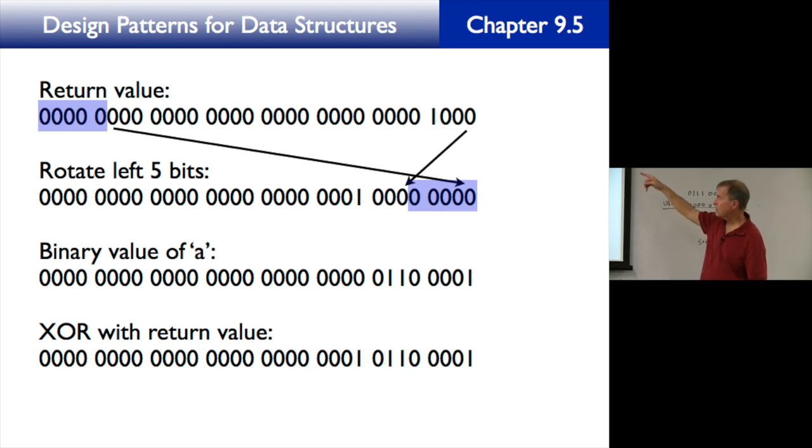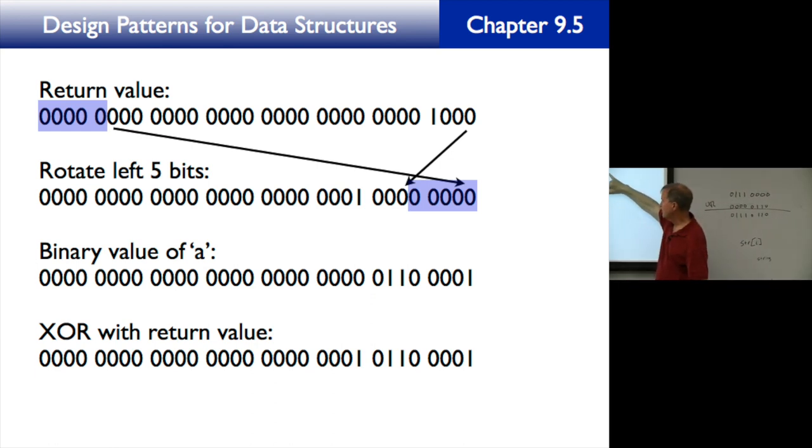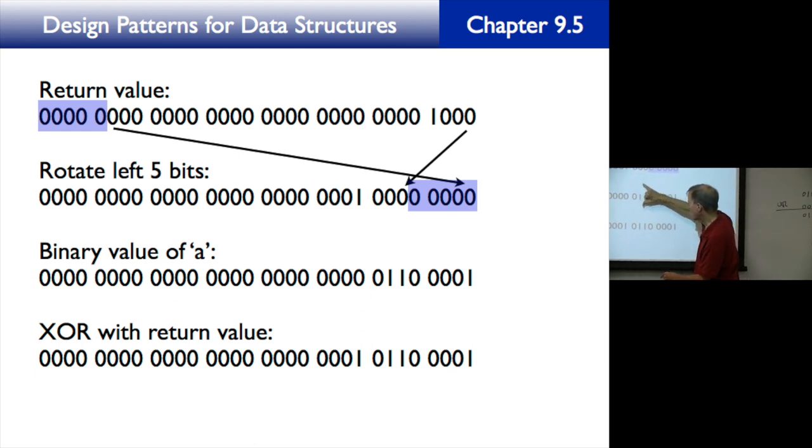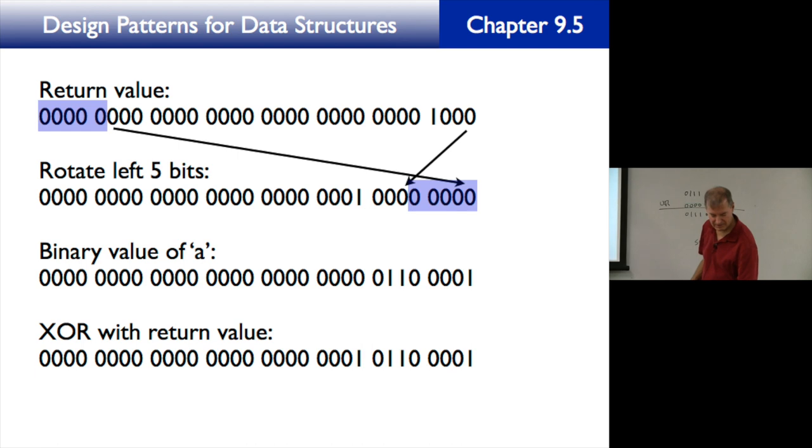So here's the return value from the previous slide. What do we do? Rotate left. Now, if we rotate left 5 bits, what happens? Do you see how that 1 got rotated left? And those got flipped around here. And now the binary value of A is blah, blah, blah. And here, same or different? Different, 1, same, 0, same, 0, same, 0, same, 0. What about here? Different, 1, different, 1, different, 1. Are we good? And then same thing here.